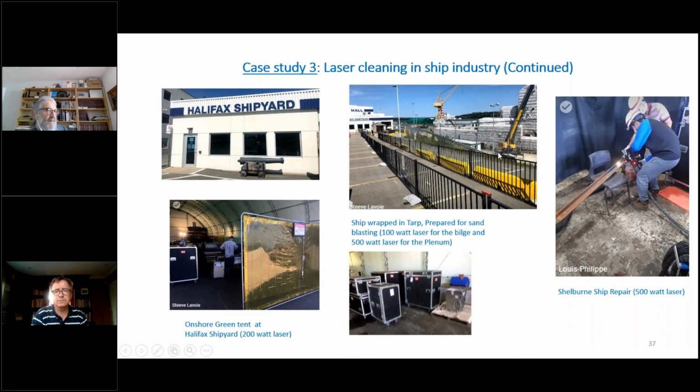So here you can see the ship is wrapped in a tarp because they were preparing to clean that with sandblasting. So they needed to isolate that. And these are some onshore green tents where some cleaning was done. These are all the boxes of our laser products.